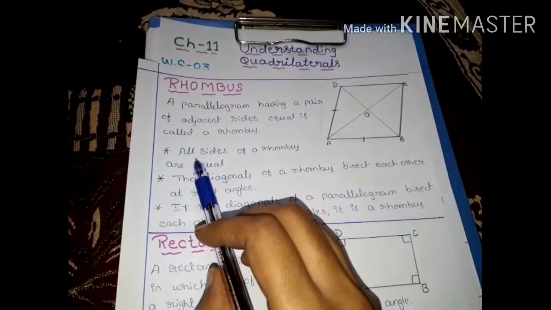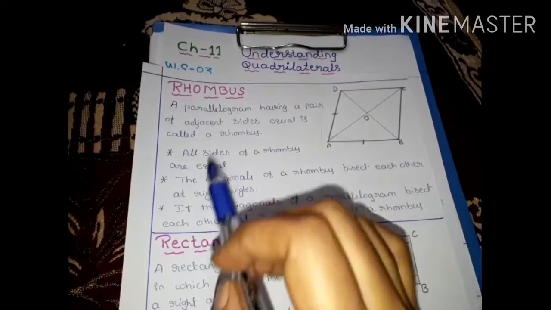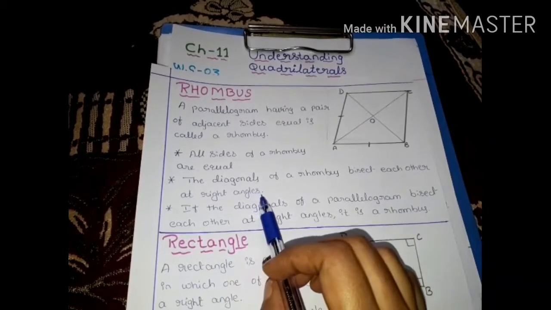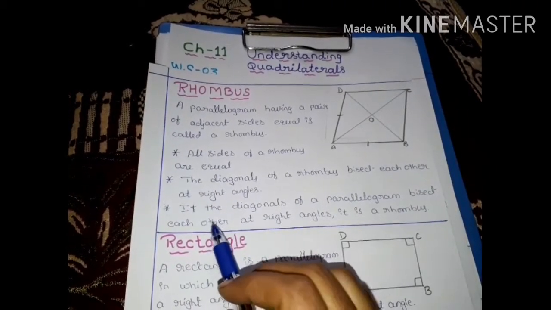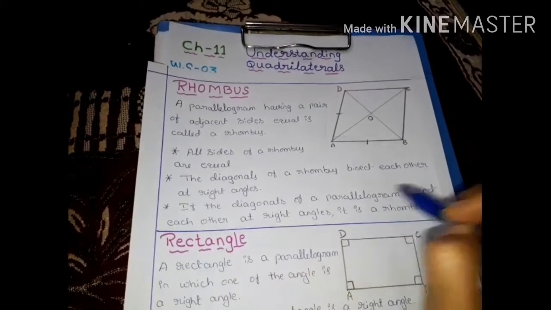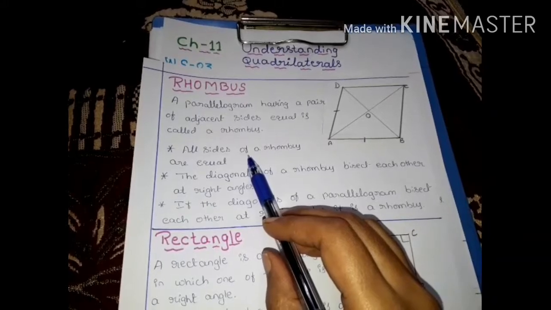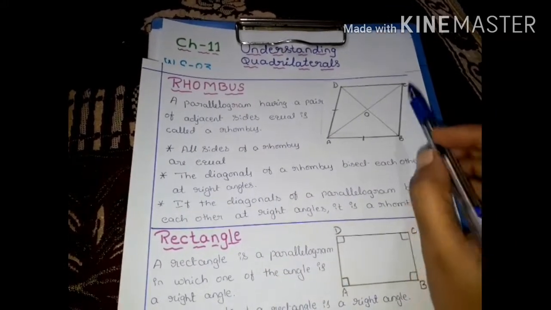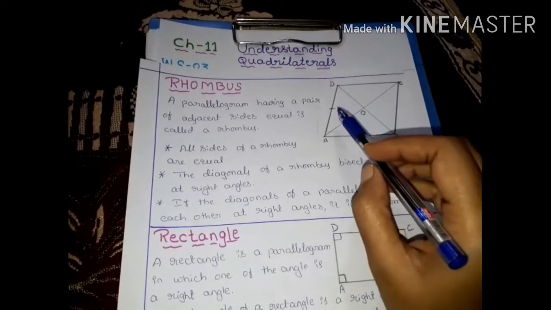The properties of a rhombus say all sides of a rhombus are equal. The diagonals of a rhombus bisect each other at right angles. If the diagonals of a parallelogram bisect each other at right angles, it is a rhombus. Here, first property, all sides of a rhombus are equal: all sides AB, BC, CD and DA are equal.